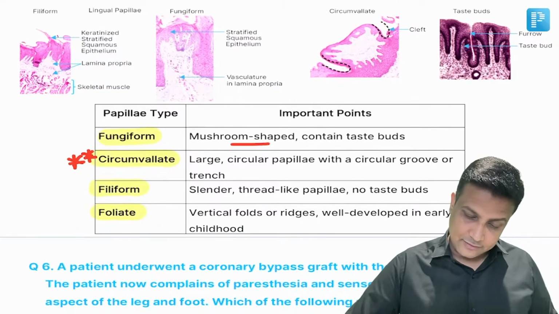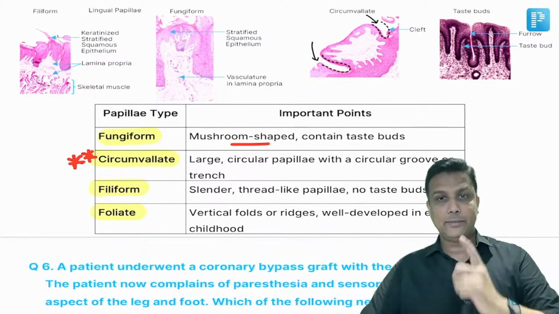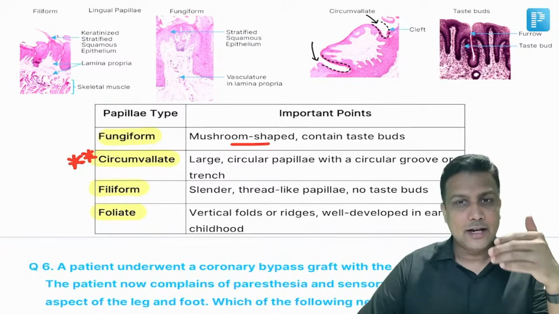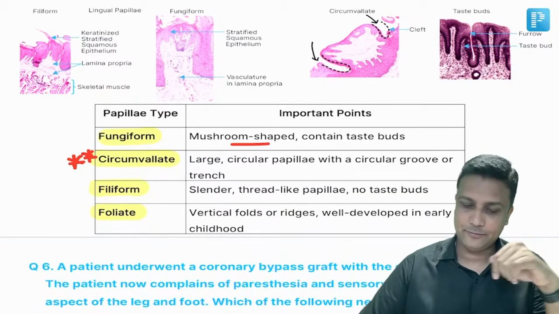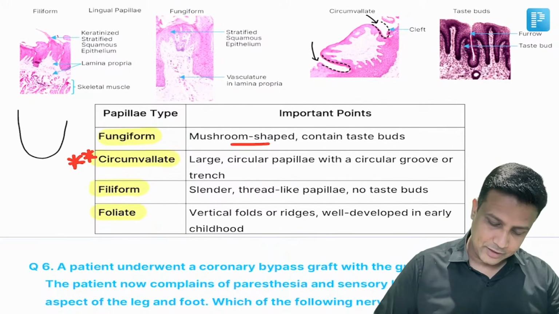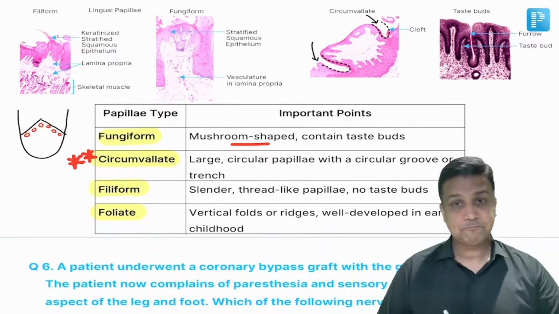So if you look at the circumvallate papillae here, on either side, you'll be able to find this groove or this trench. It is a large and circular papilla, and they are present right in front of the line which is separating the anterior 2/3 of the tongue and the posterior 1/3 of the tongue. So I hope you remember, whenever we draw the diagram of tongue like this, conventionally we'll divide the tongue into the anterior 2/3 and posterior 1/3. Anterior 2/3, yes, this is the place exactly where you have the circumvallate papillae.